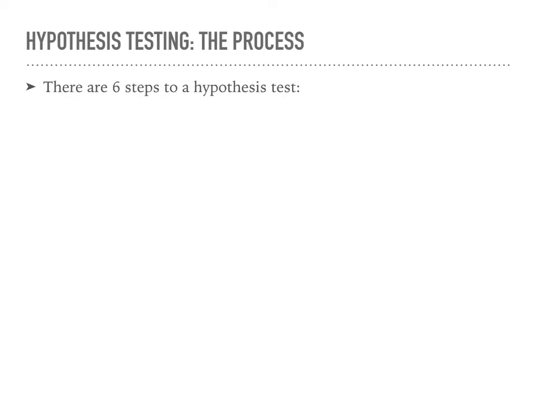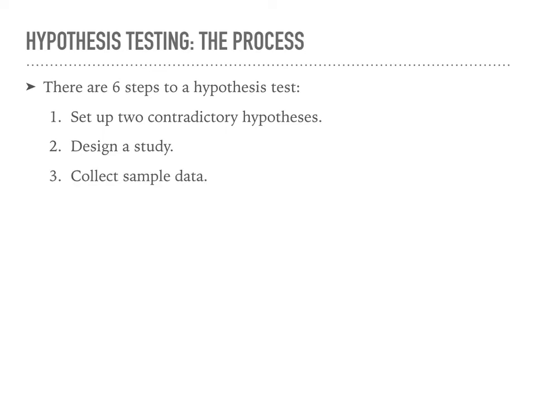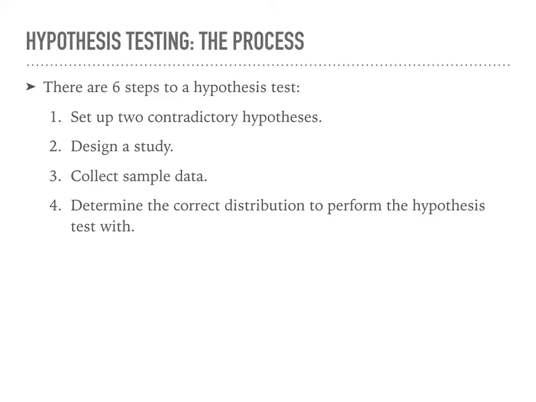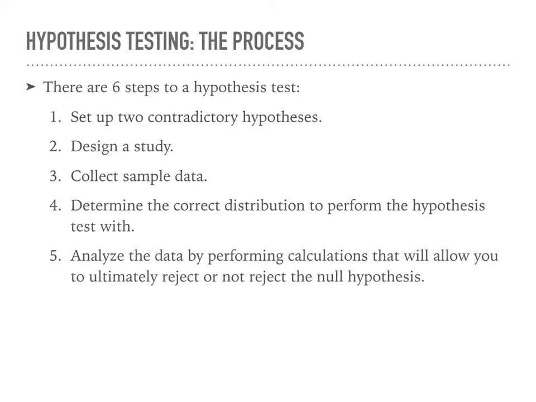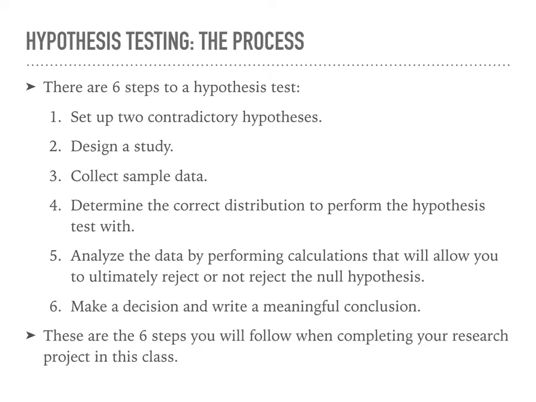There are 6 steps to doing a hypothesis test. First, you have to set up 2 contradictory hypotheses. Then you want to design a study, collect your sample data, and then determine the correct distribution to perform the hypothesis test with. You will then analyze the data by performing calculations that will allow you to ultimately reject or not reject the null hypothesis. Then you make a decision and write a meaningful conclusion. These are the 6 steps that you will follow when you're completing your research project in this class.